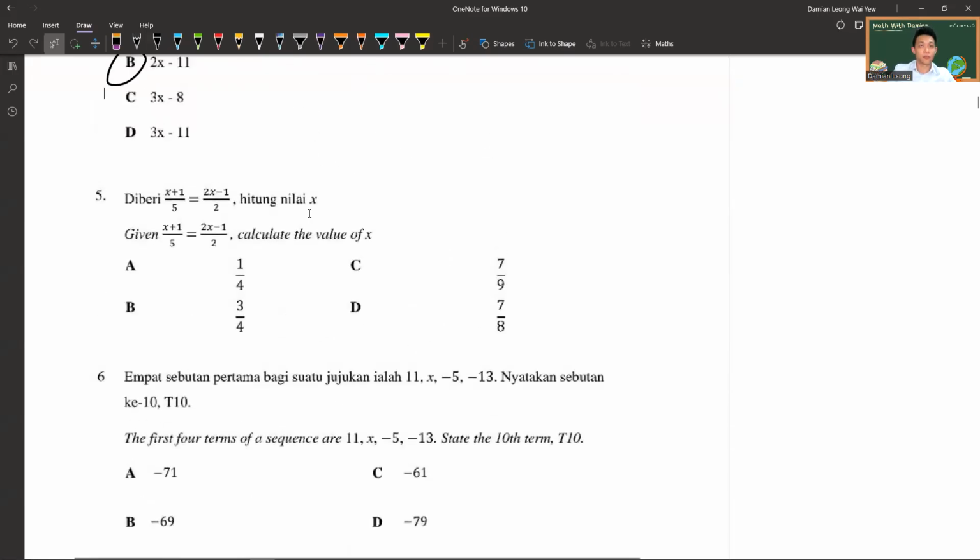Question 5. Calculate the value of x. So here, since I have fractions on both sides, let's get rid of the fractions first.